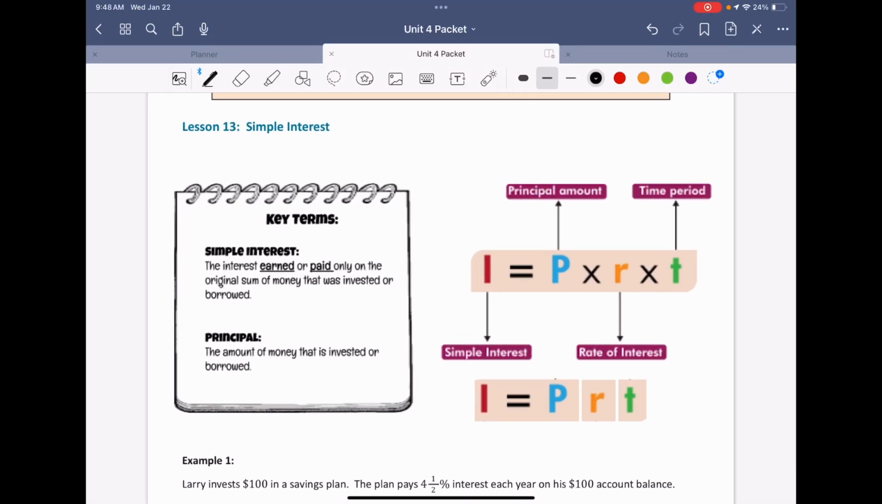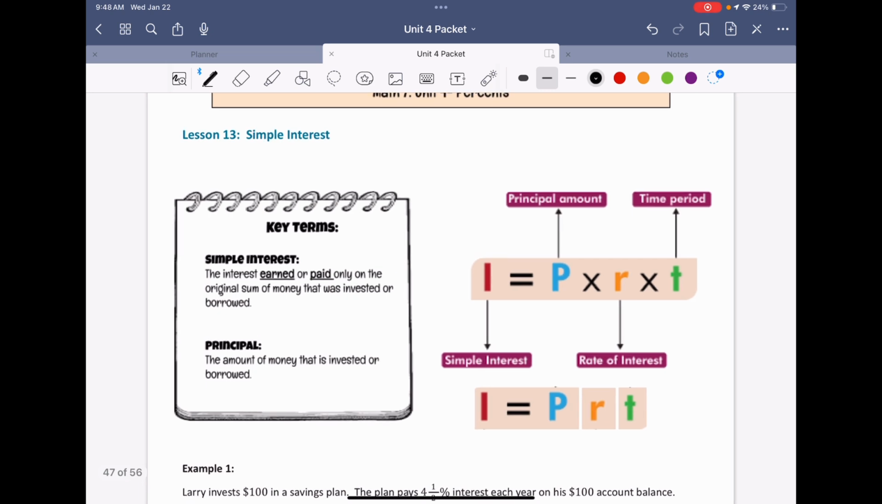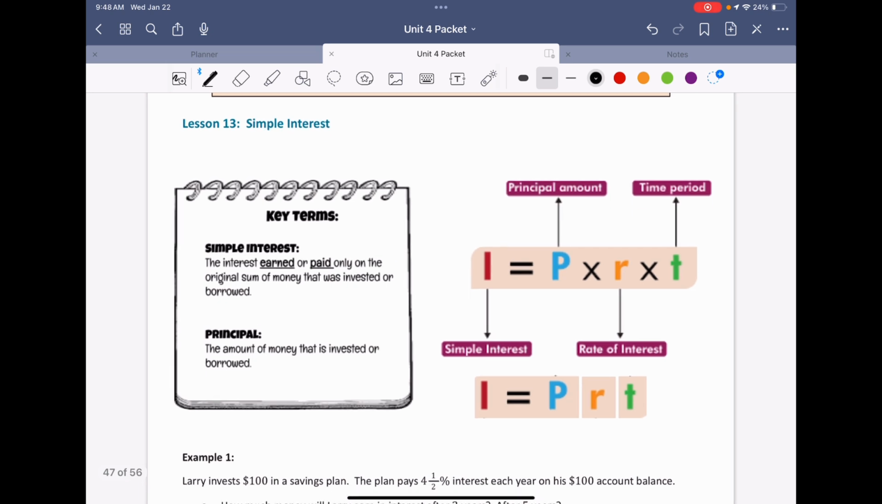We are on lesson 13, which is on simple interest. So we're actually going to change up the routine a little bit here and use a different formula. Everything else up to this point has been using our part equals percent times whole formula. However, when we are calculating interest, we are going to be using a different formula, which you see off to the right. So before we go through that, let's look at our key terms.